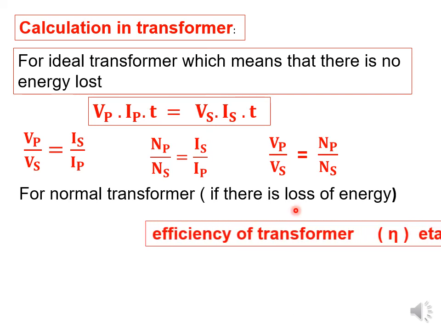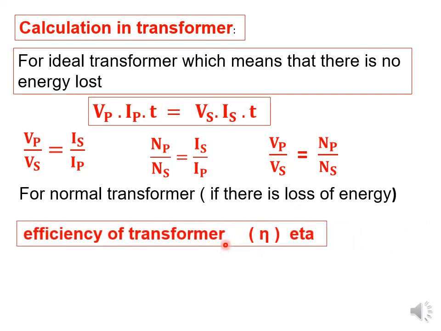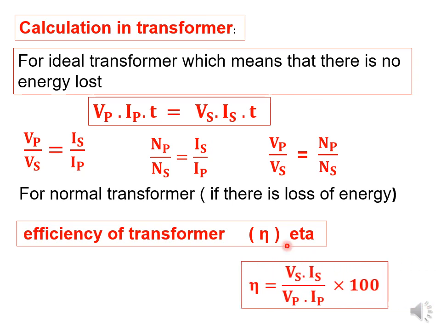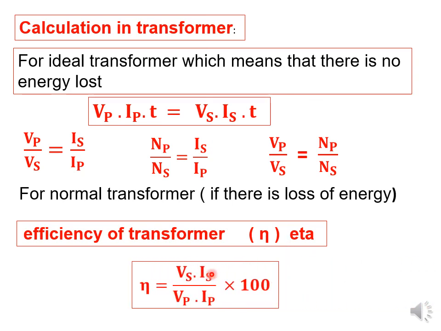لازم يكون في عندي efficiency of transformer، يعني كفاءة. لازم يبقى في عندي efficiency of transformer eta which is the efficiency of transformer. The efficiency of transformer أو كفاءة المحول هي eta. It is a ratio between هنا V secondary I secondary اللي هي ال output power على V primary I primary اللي هي ال input power.